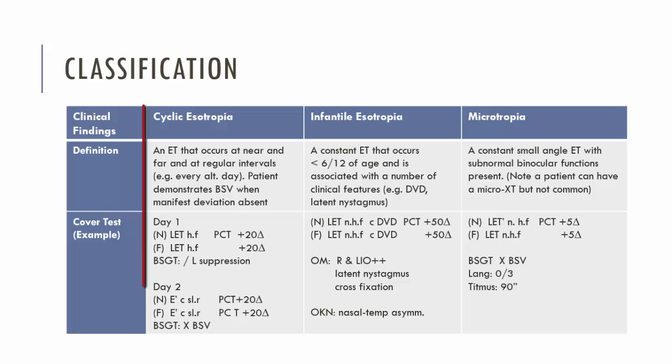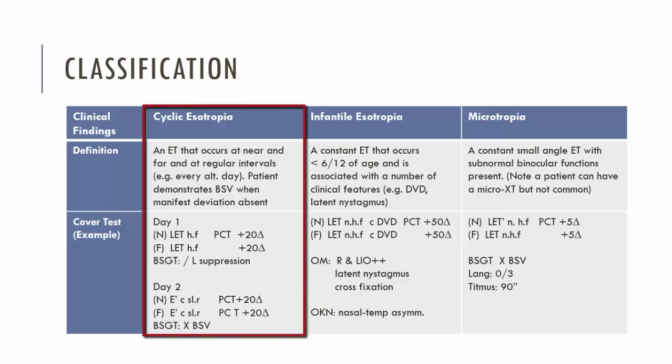Moving on to the cyclic esotropia, this is a deviation that occurs at regular intervals. So as an example, it might be that you have a 24-hour period where the patient has an esotropia, followed by a 24-hour period where the patient is straight, followed by a 24-hour period where the patient has an esotropia, followed by a 24-hour period where they're straight, and so on and so forth. So there is a cyclic pattern to this deviation. Generally, these become constant over time, and in the end, you end up treating them as a basic constant non-accommodative esotropia.